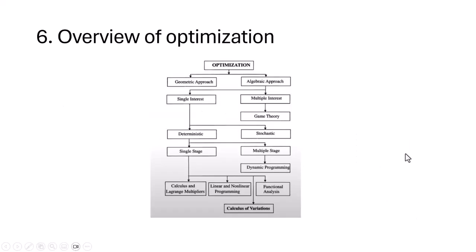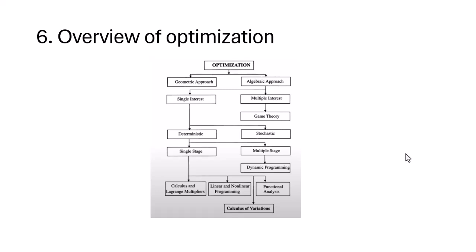So here we have an overview of optimization. What is optimization? The goal of optimization is to find a function that maximizes a certain functional. That means an infinite dimensional optimization problem. So there are two types of optimization. There is static optimization, where the variables of the system do not change over time, and there is dynamic optimization, where the variables of the system change over time.